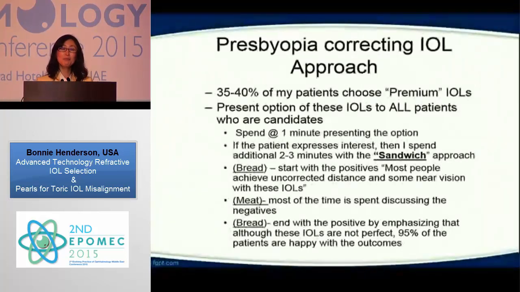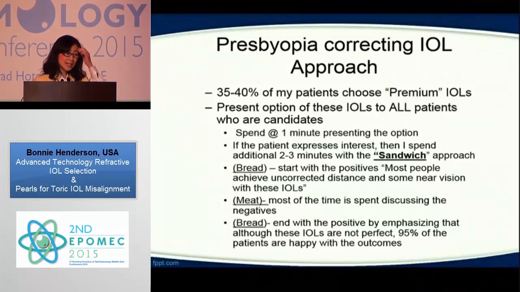So the same type of sandwich feedback for the presbyopia correcting lenses. I start with the bread. So I say most people will achieve uncorrected vision with these lenses. They're good. And then I spend a lot of time on the meat, which is all the negatives. You might get glare and halos, you might have an unpredictable outcome. And then I end with the good, in that most people, 95% of the time, people are very happy. So it's a nice way to present all the material, but end on a very positive note.